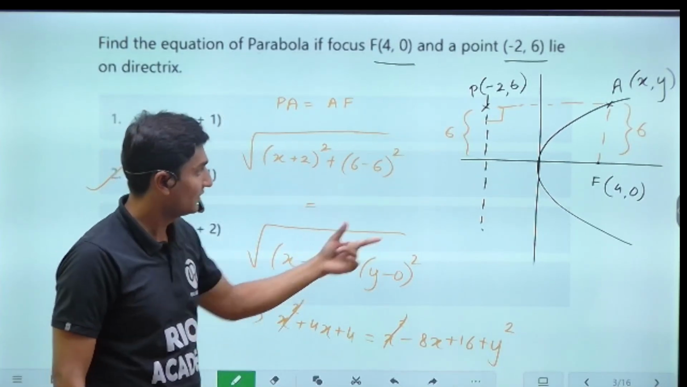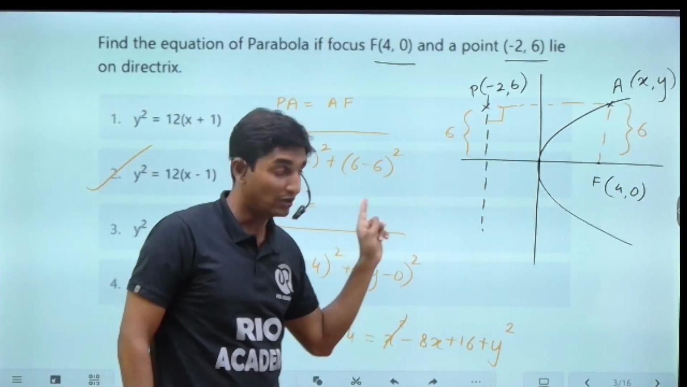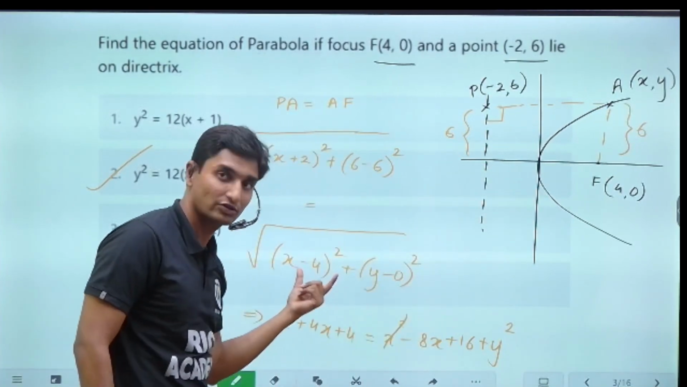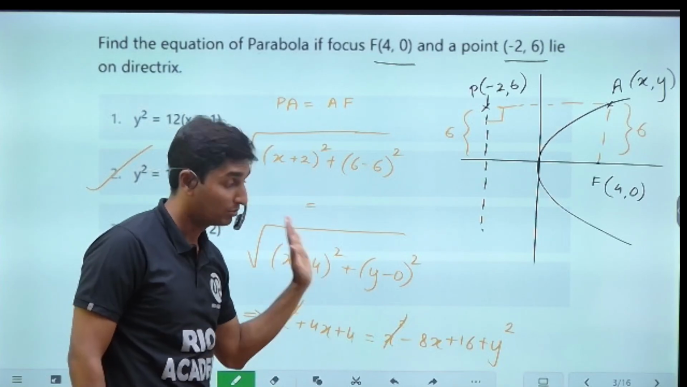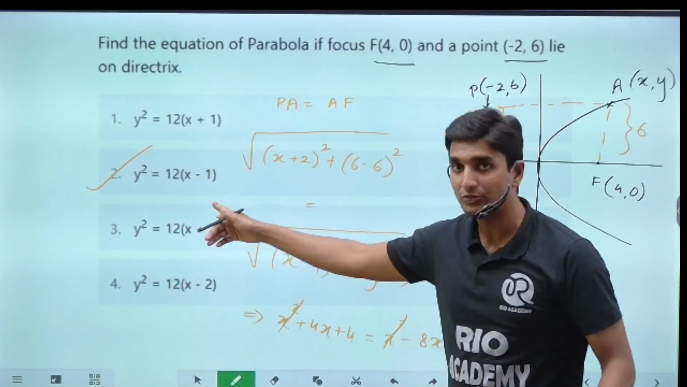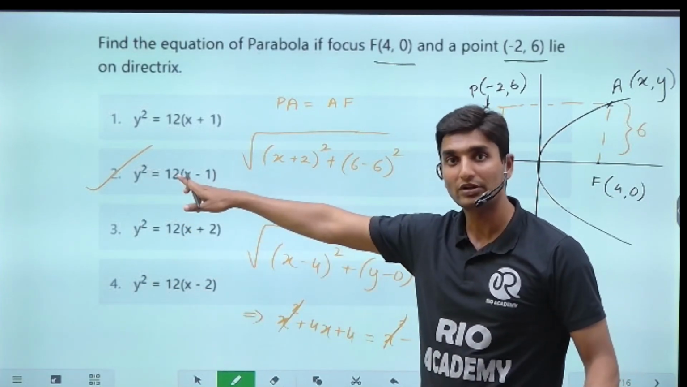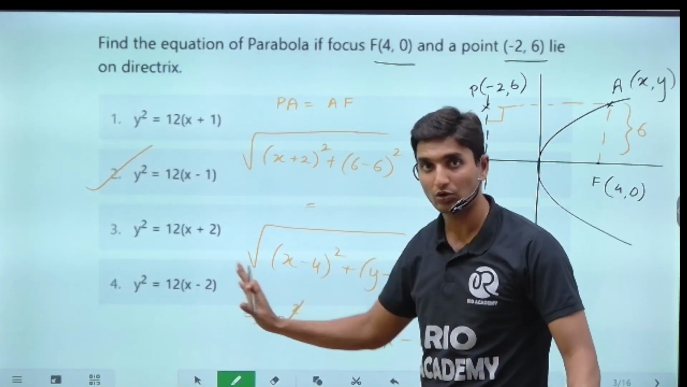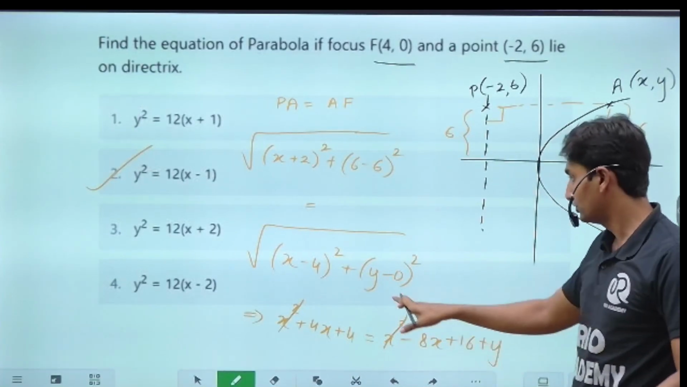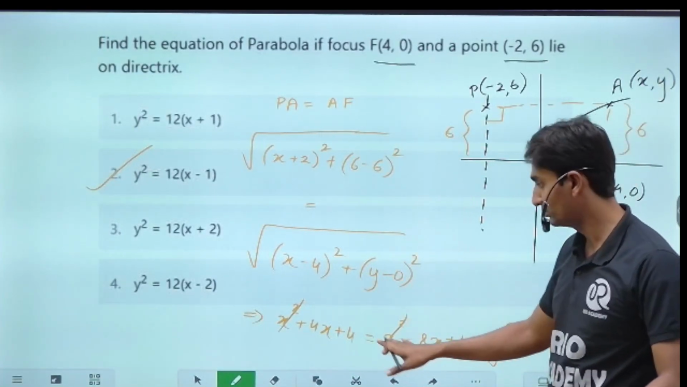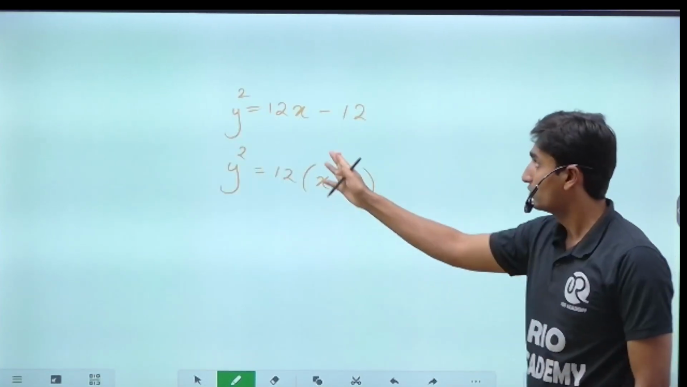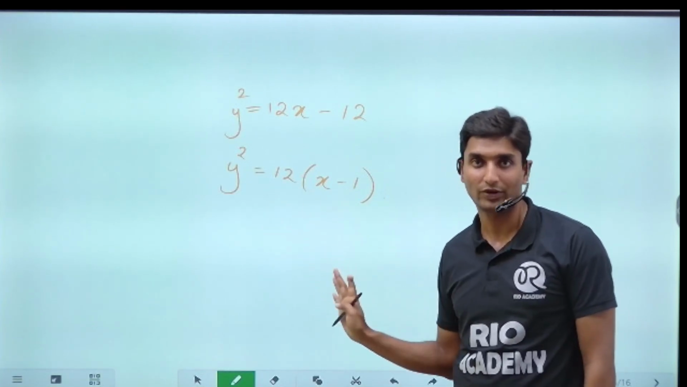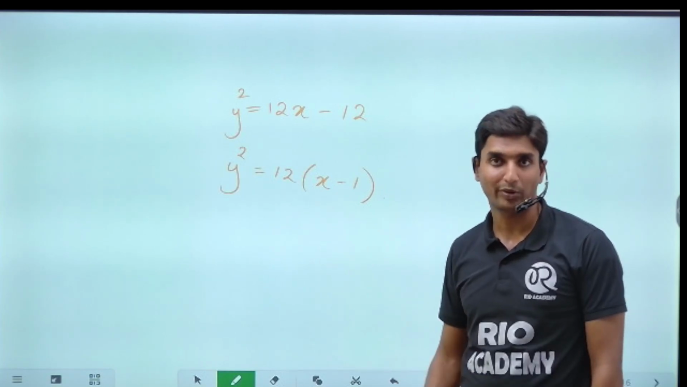And on the right hand side, AF: x minus 4 whole square plus y minus 0 whole square. We are not substituting the value of y here. If you substitute, it is not an issue, you can, but we aren't substituting because the options have asked for this equation in the second degree, y square. We are going to need the y square here. So we are not substituting y to be 6 here. As it is, we take y minus 0 whole square, and on simplification we get 12x minus 12. Taking 12 common, 12 into x minus 1 is equal to y square, and this is nothing but the equation of the parabola.